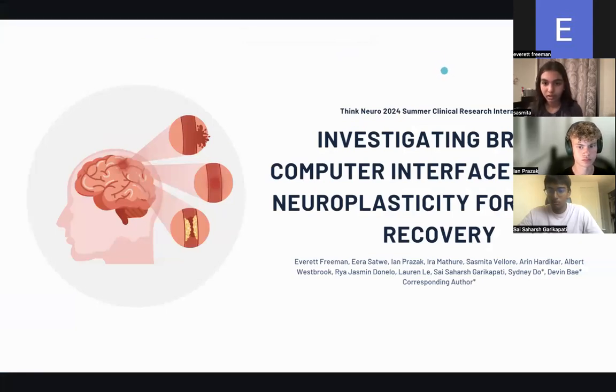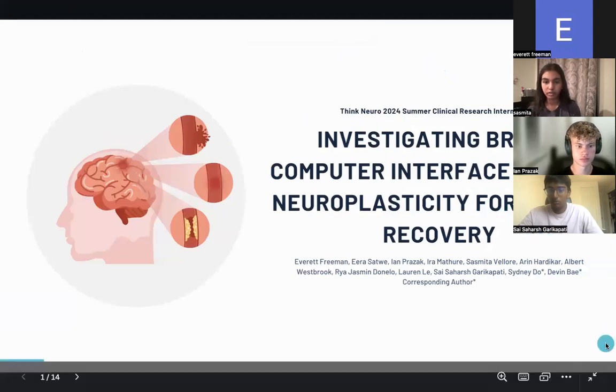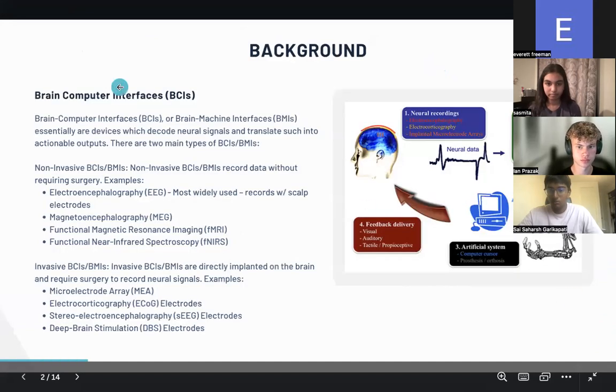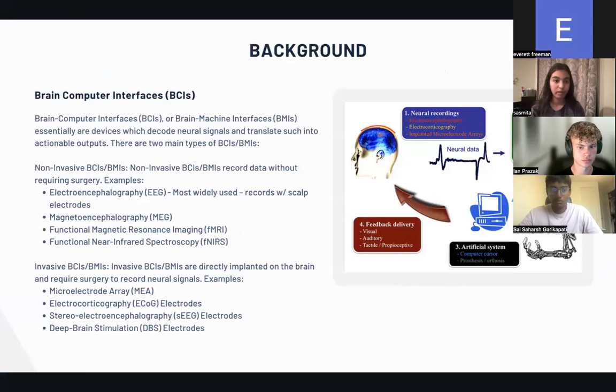Think Neuro 2024 Summer Clinical Research Internship, investigating brain-computer interface-induced neuroplasticity for stroke recovery. The background. Brain-computer interfaces, also known as BCIs, or brain-machine interfaces, also known as BMIs, essentially are devices which decode neural signals and translate such into actionable outputs.